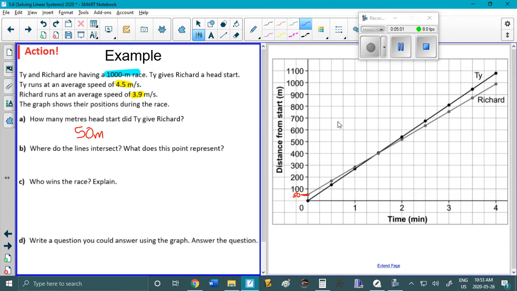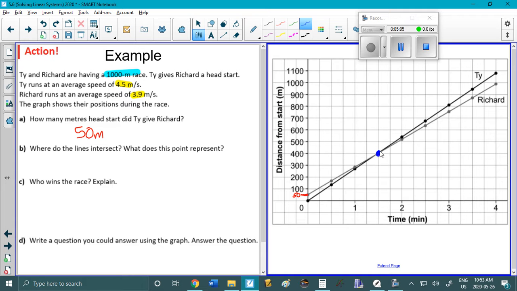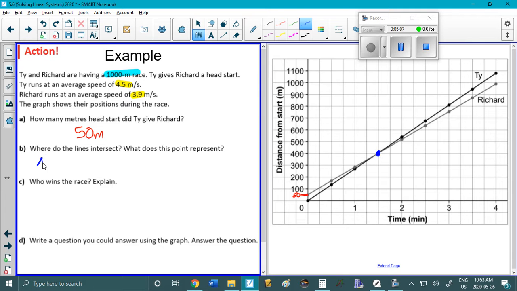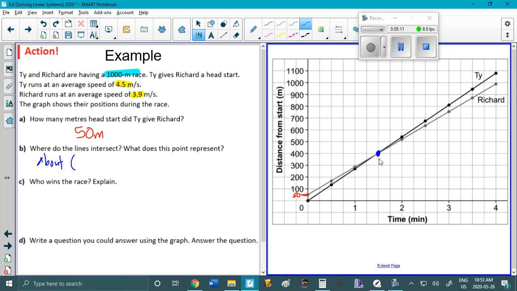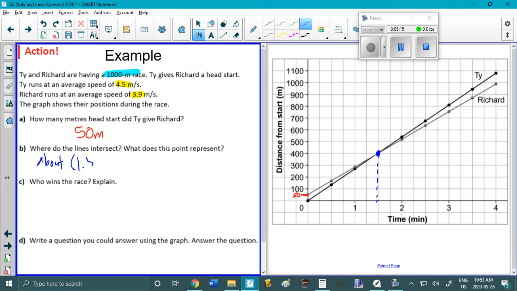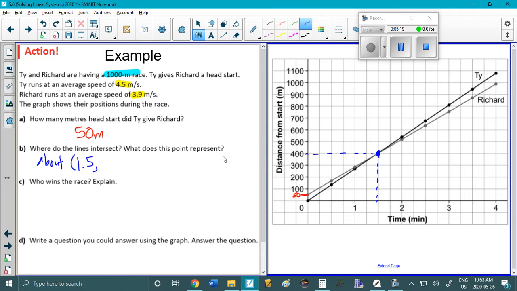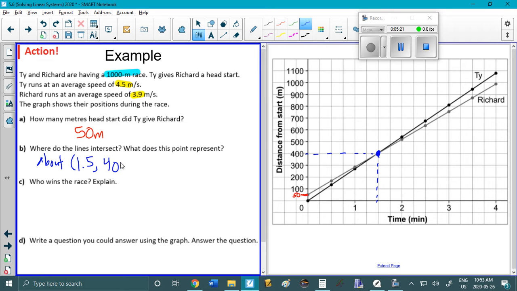Where do the lines intersect? The lines intersect about here. So about, and we always put our x value first, so that looks like 1.5. And then our y value, we come over, and we get 400. And what does this represent? I want you to think about that. Maybe pause it and think about it. What does that point of intersection represent?